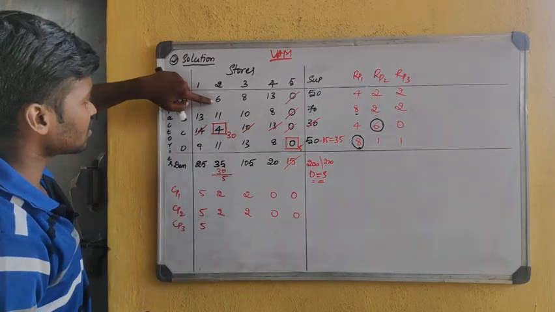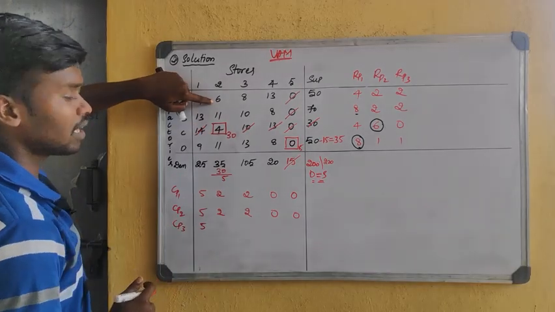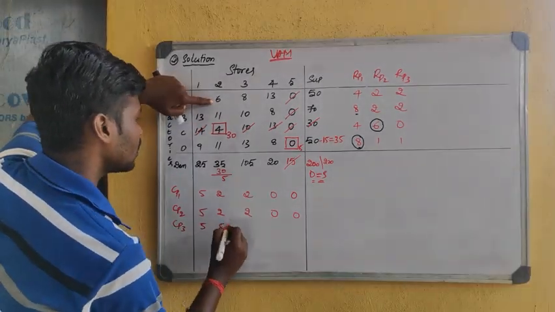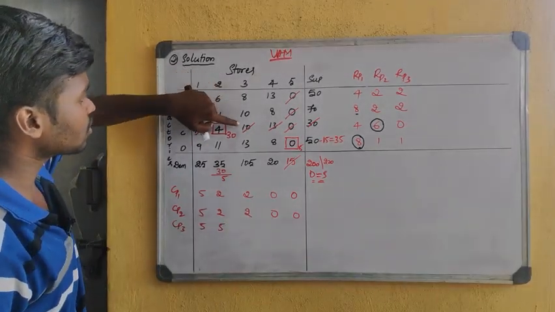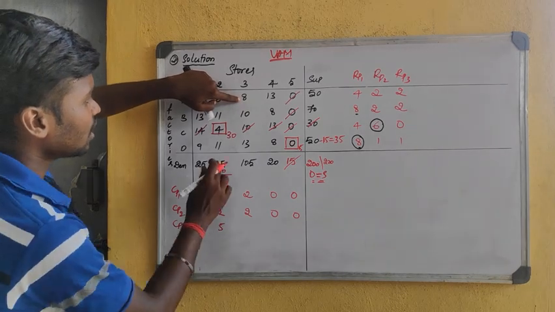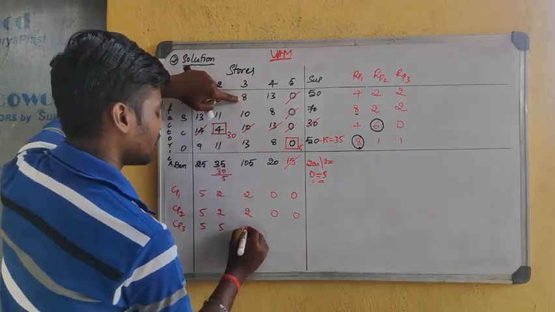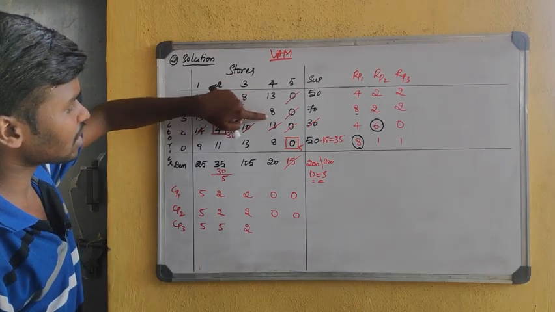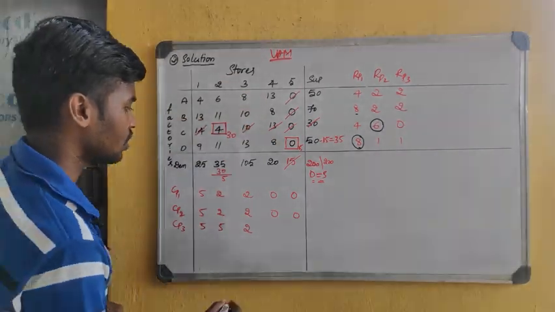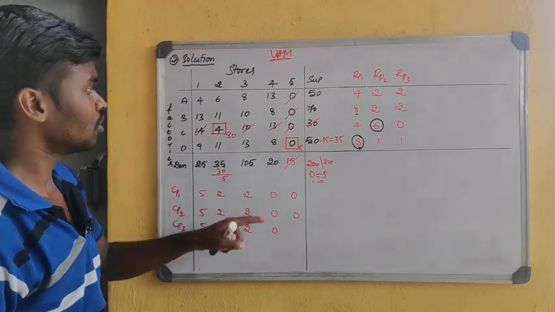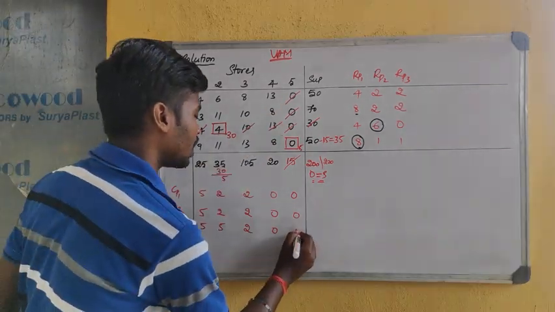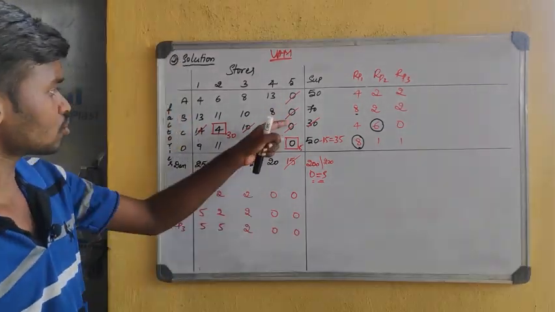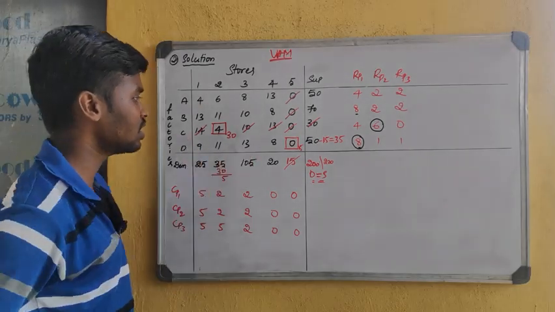Next, first list is 6 and second list is 11, so the difference is again 5. Next, in this third column, first list is 8 and second list is 10, so the difference, that is your penalty, is 2. In the fourth column, first list is 8 and second list is also 8, so the penalty will be 0. In the fifth column again the penalty will be 0, because there is no first list number and second list number.